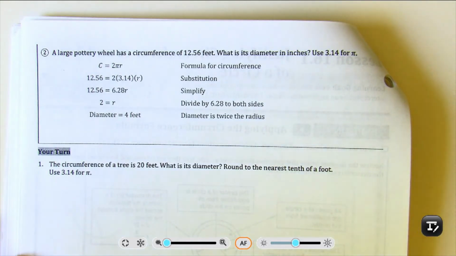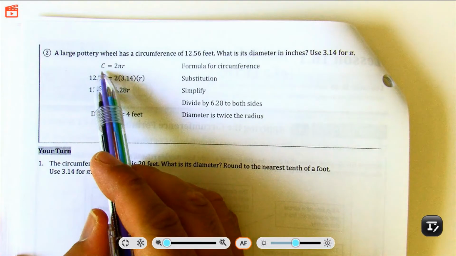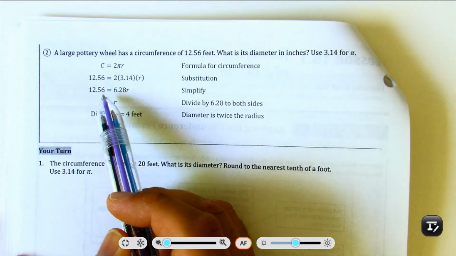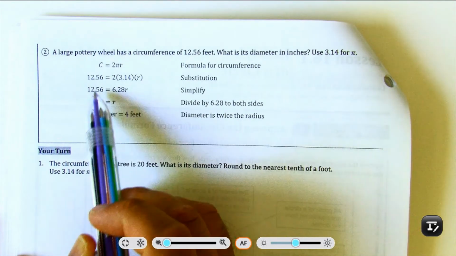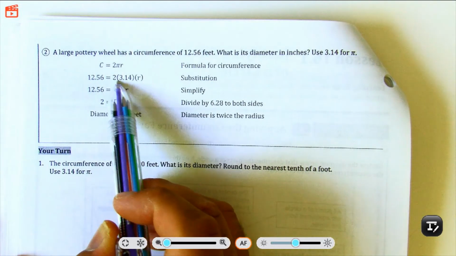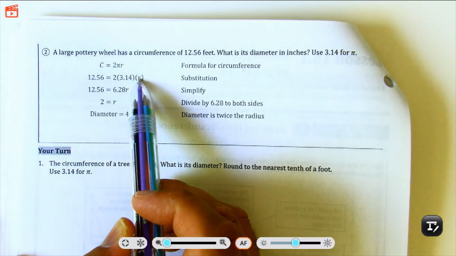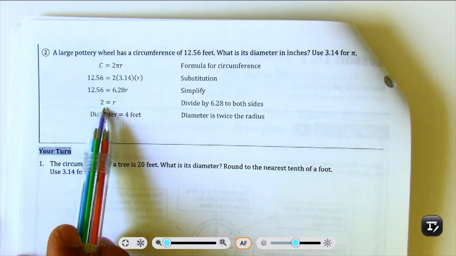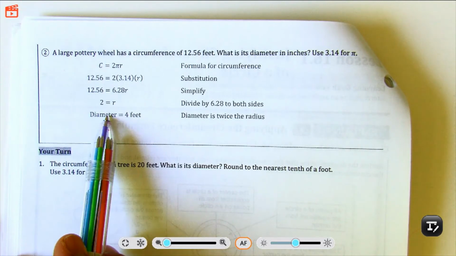We could do this a couple ways. If we use this formula, C equals 2 pi r, we can plug in values for C and for pi. So 12.56 equals 2 times 3.14 times r, and we could solve for r by dividing both sides by 6.28. r equals 2. Now if the radius is 2, we know the diameter is double the radius, so we get 4.